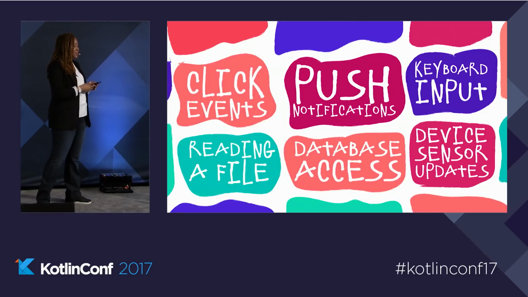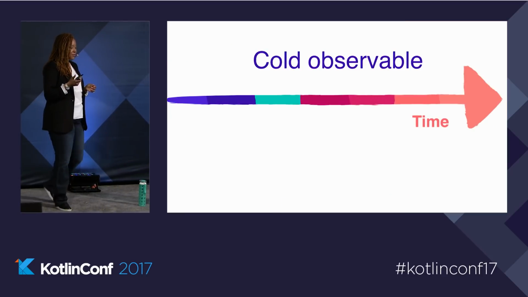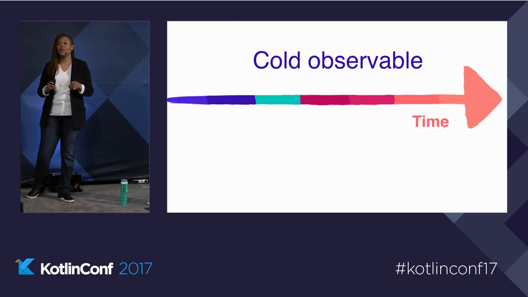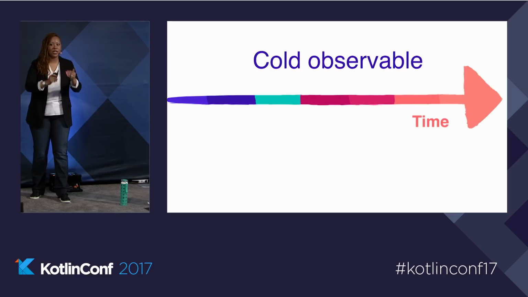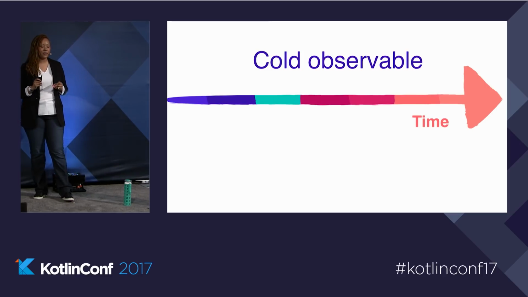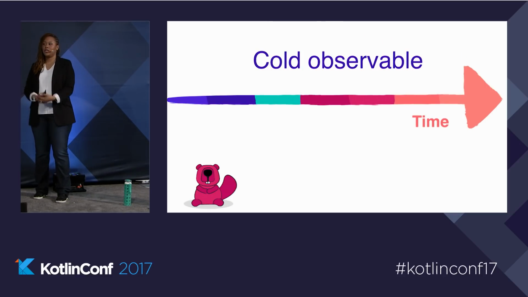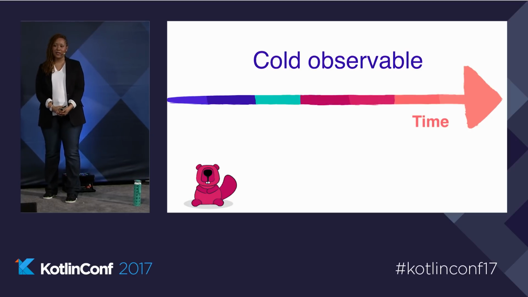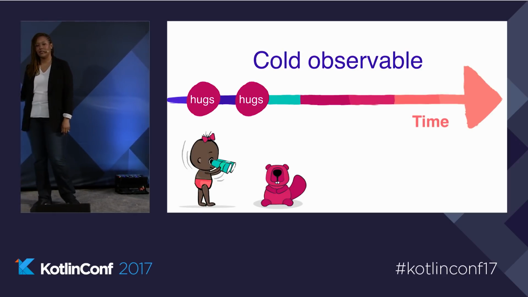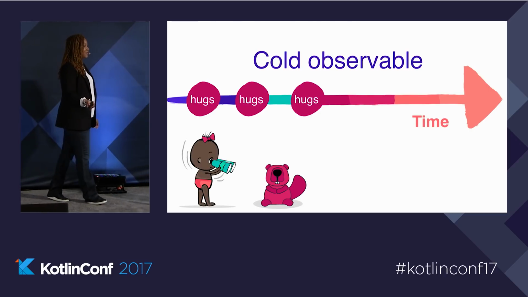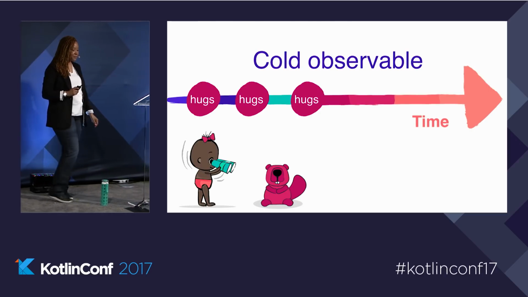So now this differs from, here we go, cold observables. They don't work unless someone shows up and says, hey, I'm interested in what you have going on. So it's created, and it's just peacefully waiting. Just, I know how to do work, I just need someone to ask. Subscriber shows up, and it's like, sure, here you go, hugs for everybody. So that's the difference, hot versus cold.